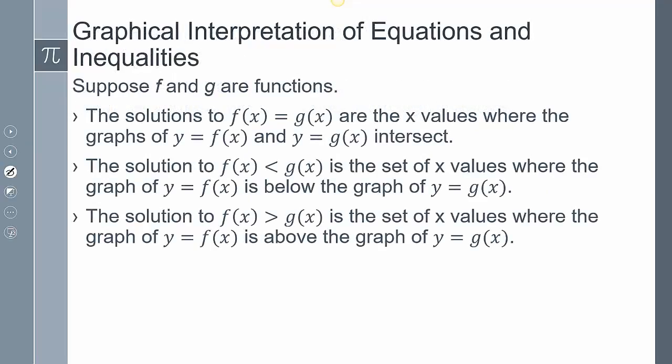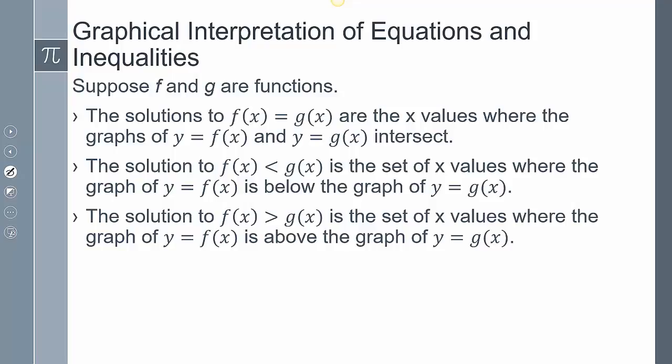So let's interpret these and formally define them. It says suppose f and g are functions. The solution to f of x equals g of x are the x values where they equal each other, or where they intersect. The solution to f of x is less than g of x is the set of all x values where the graph y equals f of x is below the graph of y equals g of x.